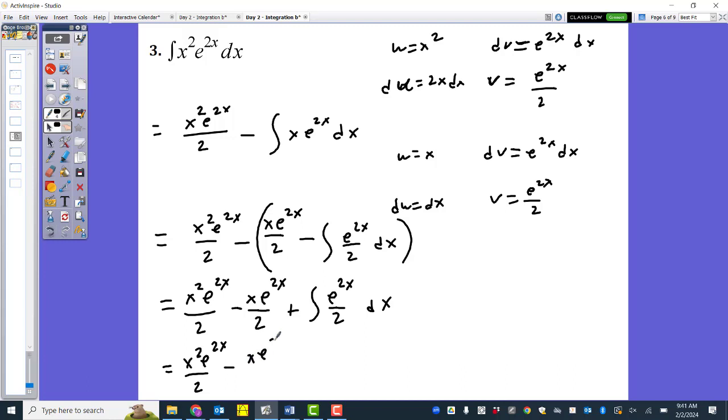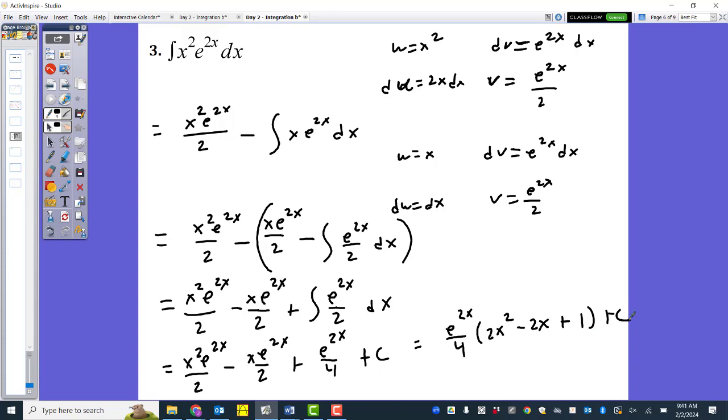Minus x e to the 2x over 2 plus the integral of e to the 2x over 2 is going to be e to the 2x over 4 plus c. And lastly, we're going to pull out our common factors of e to the 2x and a denominator of 4. So this is e to the 2x over 4 times 2x squared minus 2x plus 1, and then plus c. Okay, there's our final equation.